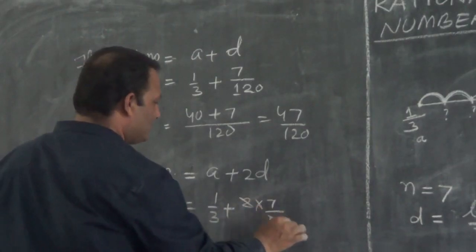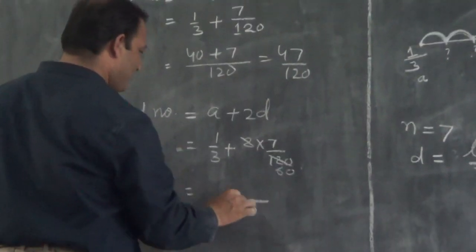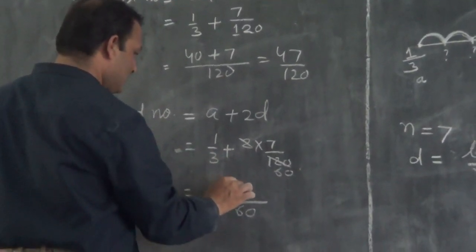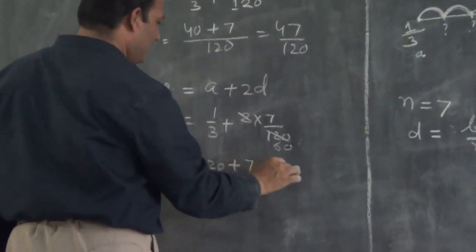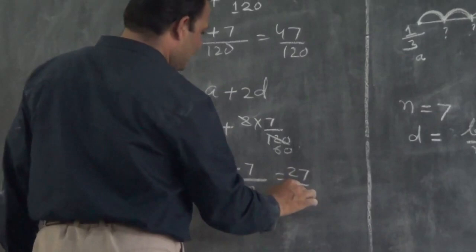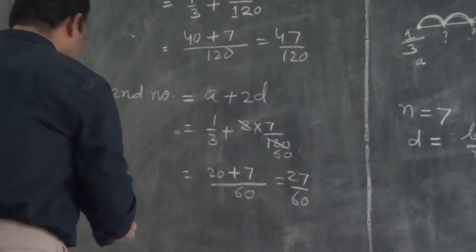And here you can cancel. Then LCM is 60, 3 20 are 60 and 1 20 are 60. So 7 by 60, 27 by 60. Second number. Then third number.